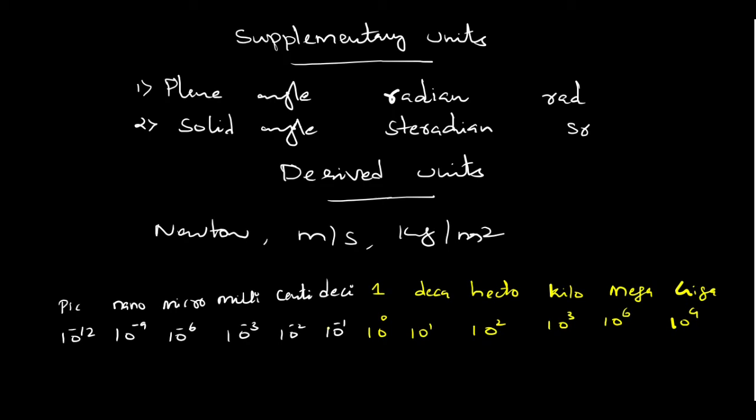And how are these represented? 10 to the power minus 12 is small p, minus 9 is small n, and micro is the mu symbol. Milli is small m. Centi is represented by small c and deci by small d. 10 to the power 0 equals 1 only. Deca is represented by da. This is not required. 10 to the power 3 is kilo, small k. Mega is capital M, giga is capital G. So this is the representation.